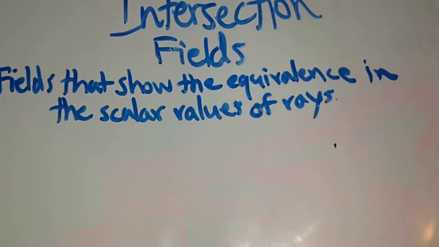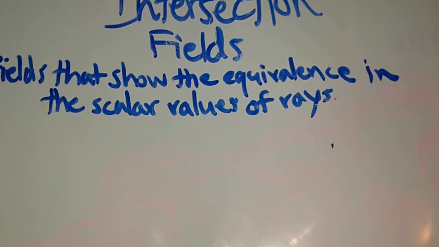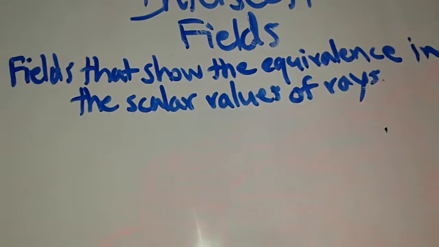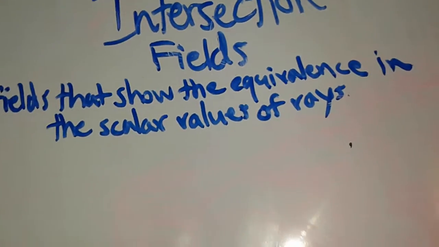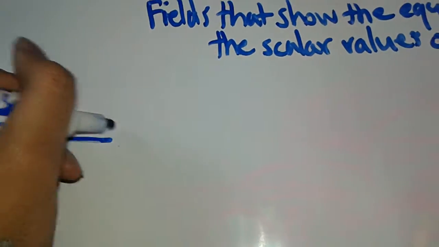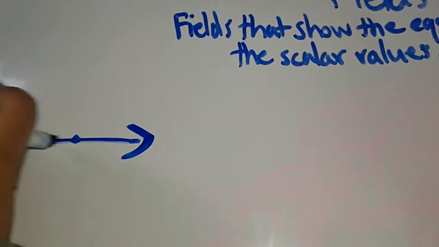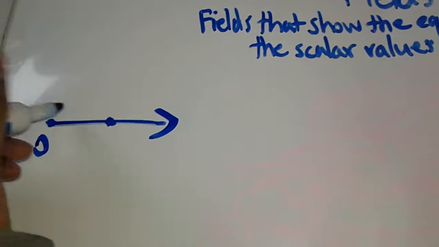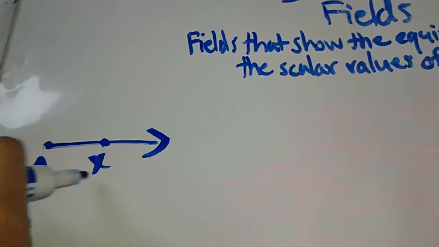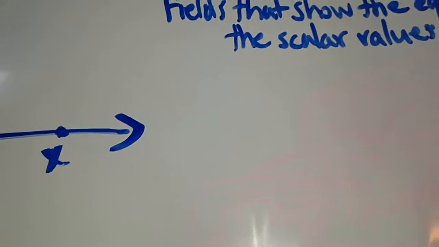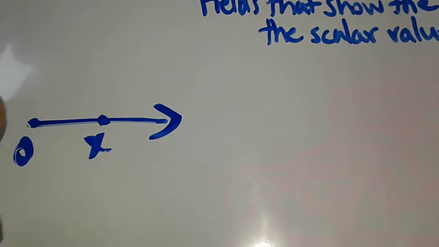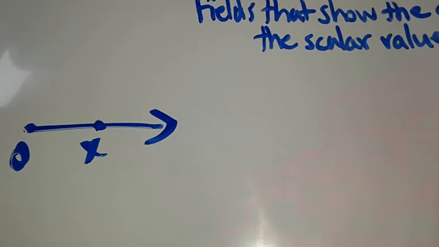Intersection fields are fields that show the equivalence in the scalar values of rays. So for fields, in these different areas, you can find the intersection of two different rays. In order to know about the intersection, of course, we must go back to scalar values. So we have a scalar value of 0 because that's the initial point, and then we have x. Just a number, some sort of value. We don't have a concrete value. We can use this as a point. Points, scalar values, they're the same thing.